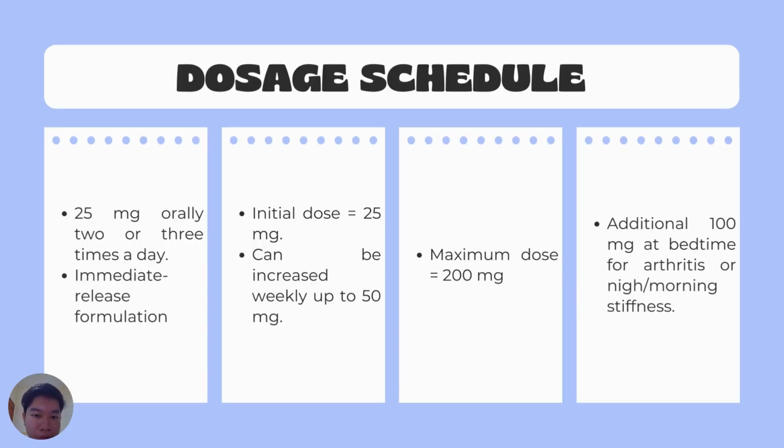The recommended administration of indomethacin is 25 mg orally 2 to 3 times a day using an immediate release formulation. The initial dose is 25 mg and it can be increased weekly up to 50 milligrams. The maximum daily dose of indomethacin is 200 milligrams. For patients with arthritis or experiencing night or morning stiffness, an additional 100 milligrams can be administered at bedtime.